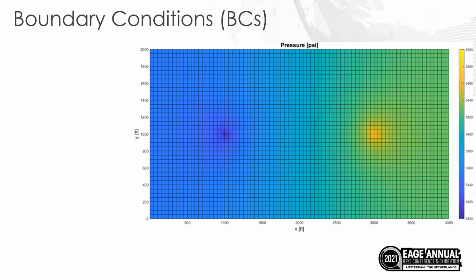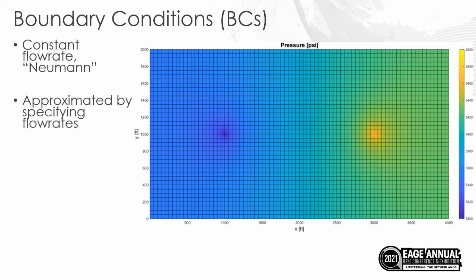Now, boundary conditions is a big issue when it comes to reservoir simulation. And there are two main kinds. The first one is constant flow rate, or Neumann boundary condition. And it's approximated by specifically pointing out flow rates at given nodes where that boundary exists.